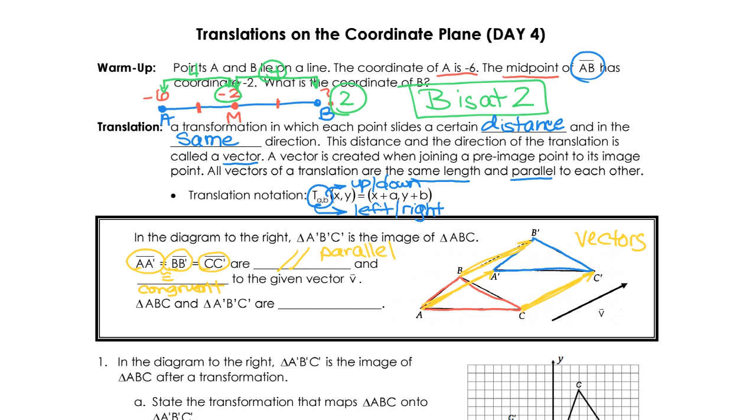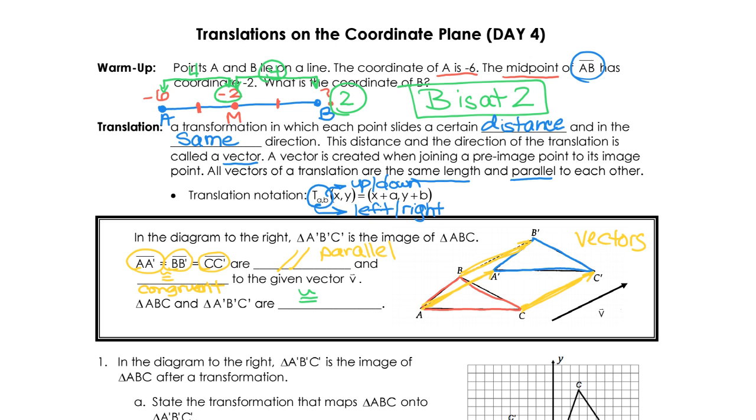to the given vector. It says triangle ABC and triangle A prime, B prime, C prime are congruent. Those two triangles, everything about them is the same. All 3 sides have the same length as the original 3 sides, and all 3 angles have the same measures as the original 3 angles. And so the triangles are what they call congruent. Okay. And we'll talk about that more in the next unit.